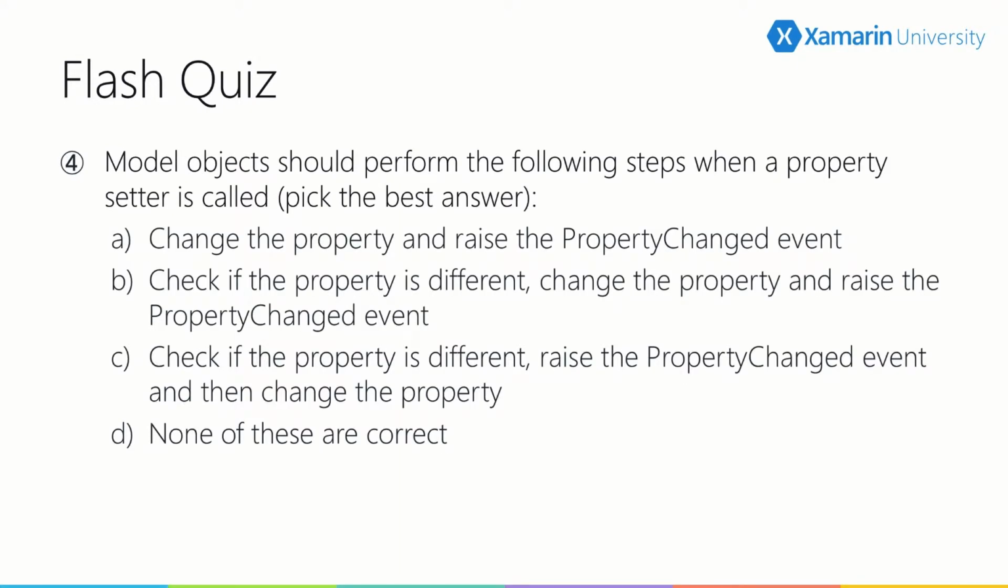Number 4. Model objects should perform the following steps when a property setter is called. Please pick the best answer. Is it A, we should first change the property, then raise the PropertyChanged event? Or is it B, check if the property is different? If yes, change the property, then raise the PropertyChanged event? Or is it maybe C, first check if the property is different, raise the event, and then change the property afterwards? Or is it maybe D, that all of the above are incorrect?